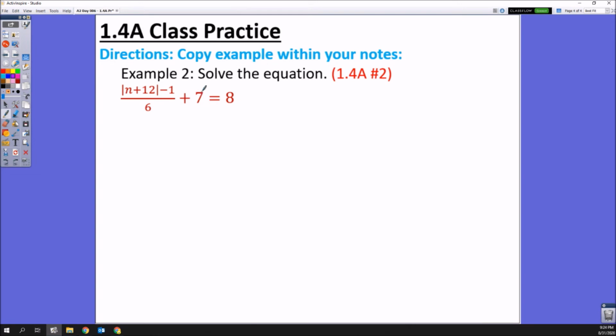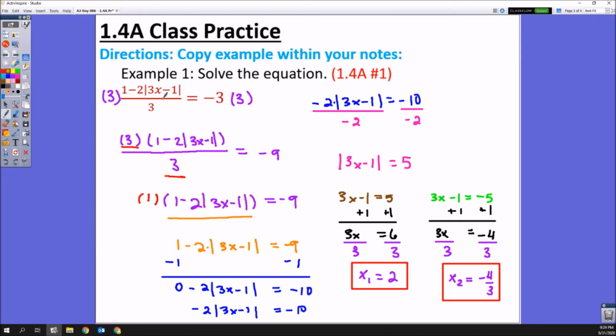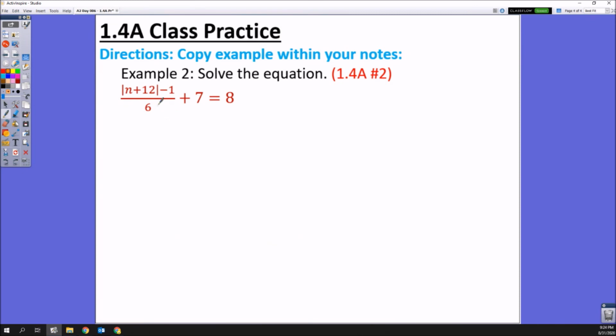So let's take a look. We have the absolute value of n plus 12, and then minus 1 over 6, and then plus 7. So what's different is that we have a plus 7 that's not part of the numerator. So let's go back to the previous example. Here we have a big fraction where everything is in the numerator. So we had to get rid of the denominator first. Not in this case. Since you have the plus 7, it's not part of the fraction. So the plus 7, that one you have to get rid of first.